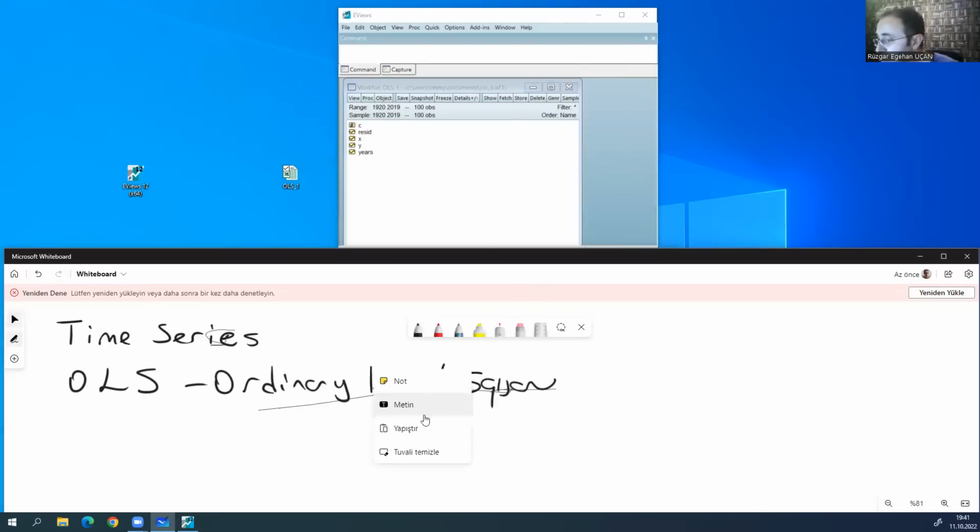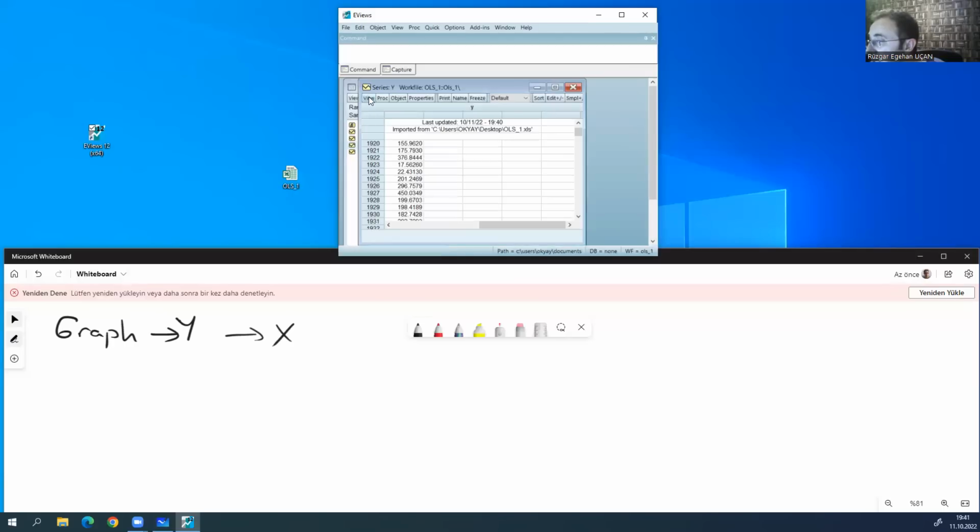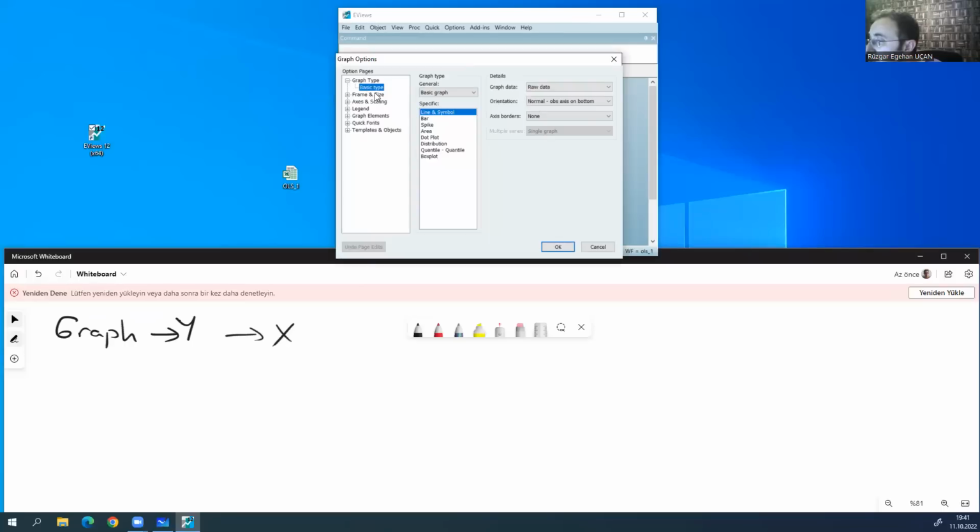First of all, for the time series, we have to look at the graph of our dependent and independent variables. Graph of y and graph of x. So for these things, left click y, double click, then click view here and choose graph. It's not important to choose any one. It is okay for basic type and line and symbol.